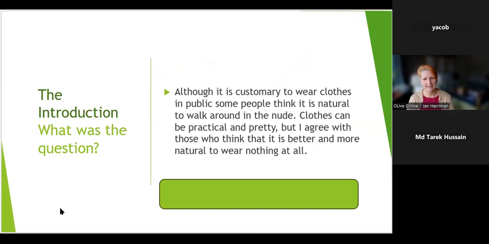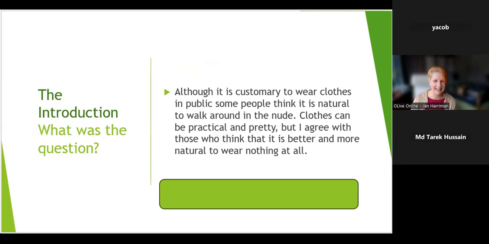All right. So here's our introductory paragraph. Although it is customary to wear clothes in public, some people think it is natural to walk around in the nude. Clothes can be practical and pretty, but I agree with those who think that it is better and more natural to wear nothing at all. Right.